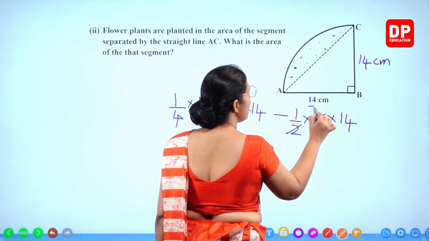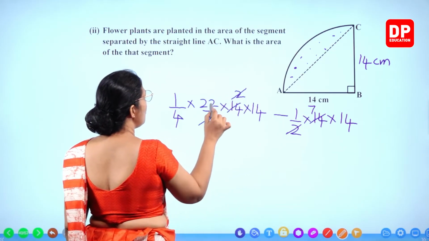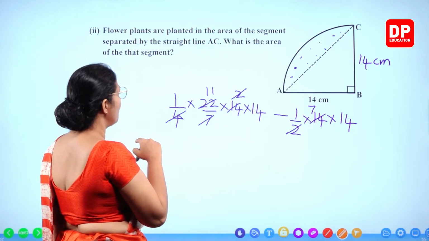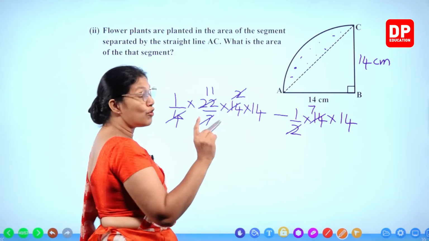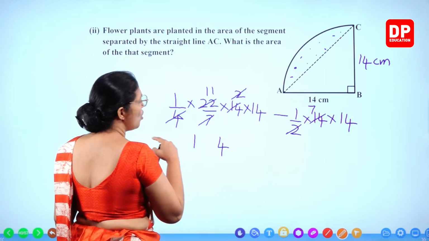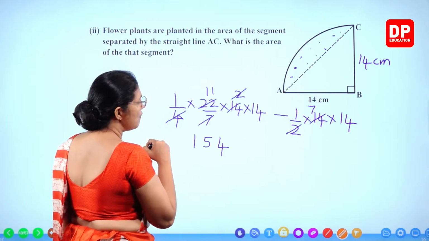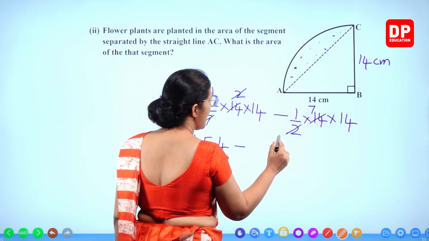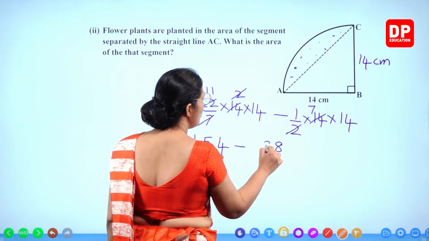So 2 times 7 here. This one 7 times 2. This 2 and this 2 get cancelled with this 4. Then 11 times 14. How do you multiply by 11 easily? You separate out the 2 numbers and 4 plus 1 becomes 5. 154 minus 7 times 14. 7 times 4, 28. 2 remaining. 7 times 1, 7 plus 2, 9.